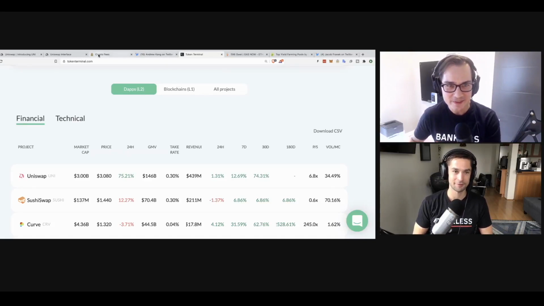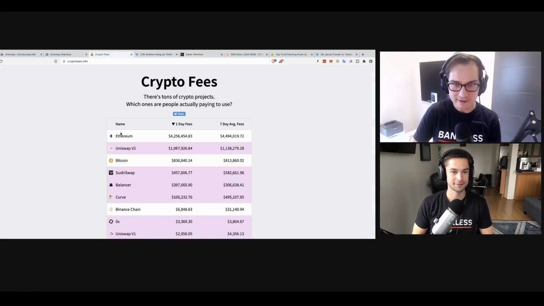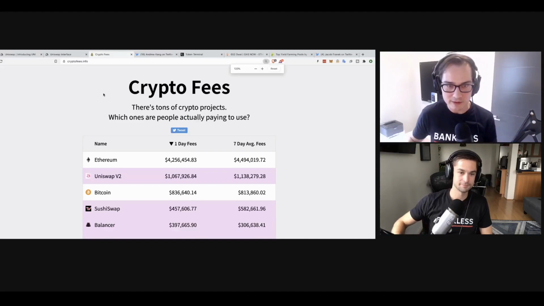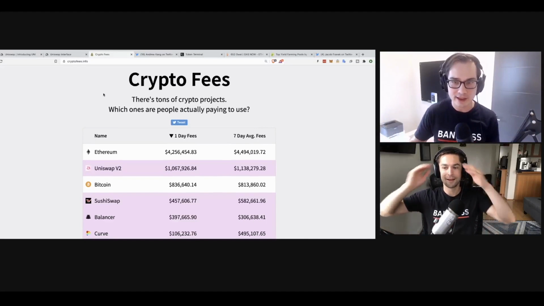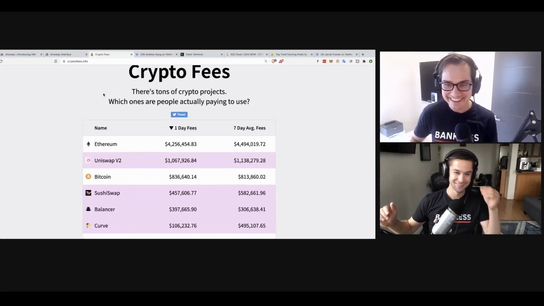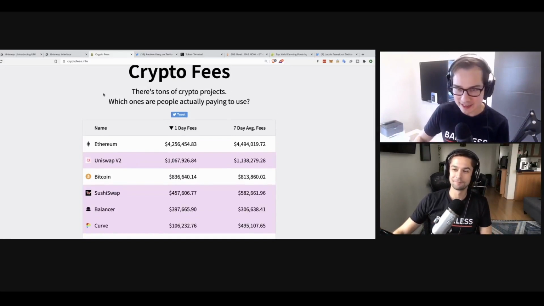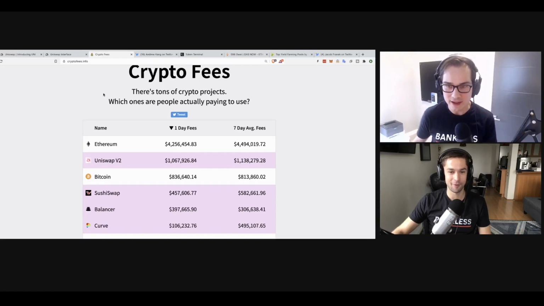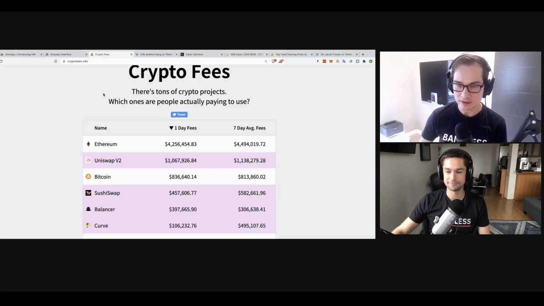That's exactly right. And another way to look at it is this. This is something we've shown before, but this is crypto fees that various protocols generate. It has more fees than Bitcoin. Yes, a decent amount more. 7-day average fees over 200K more than Bitcoin. Yeah, right.